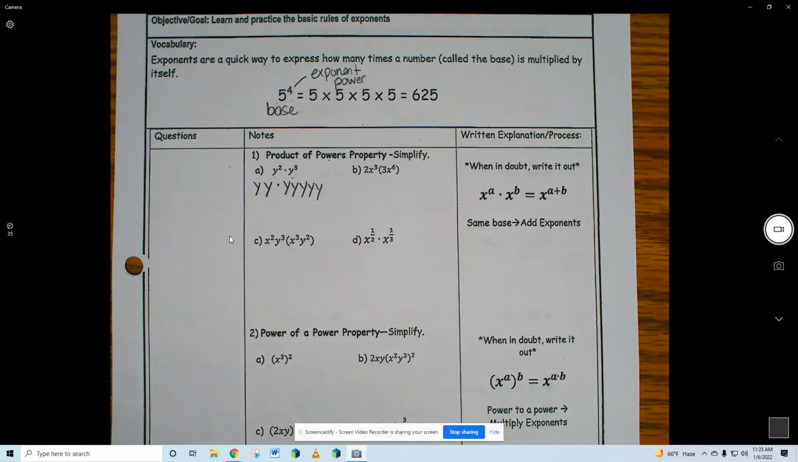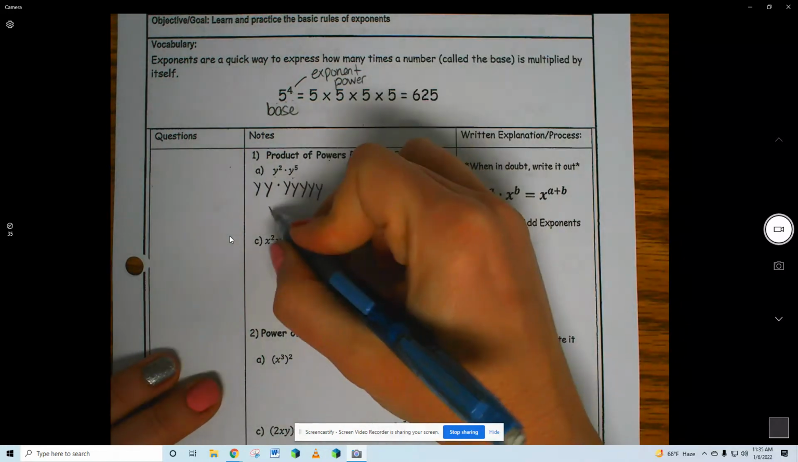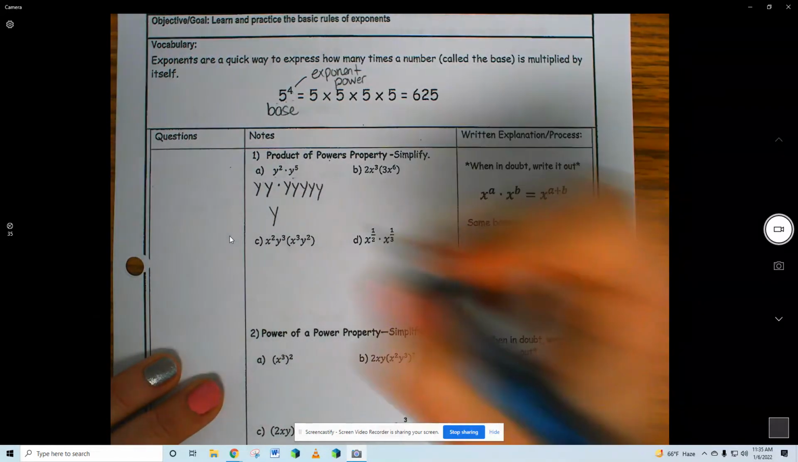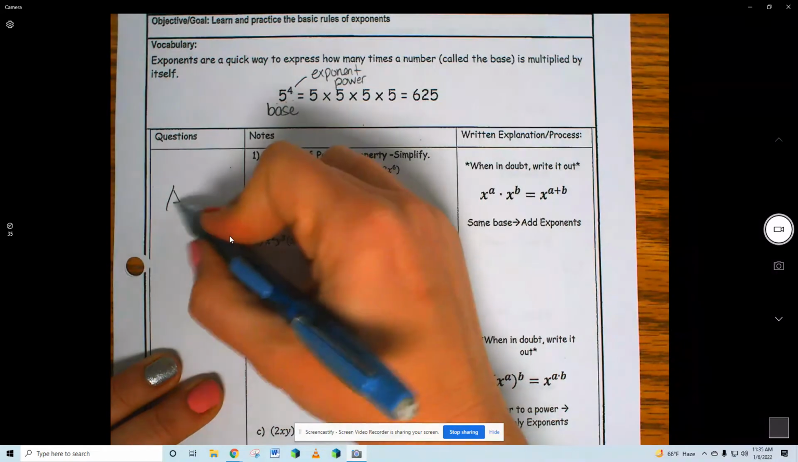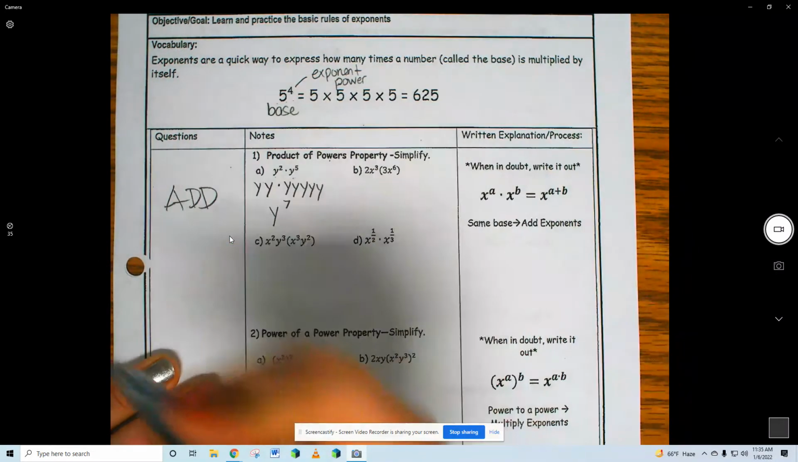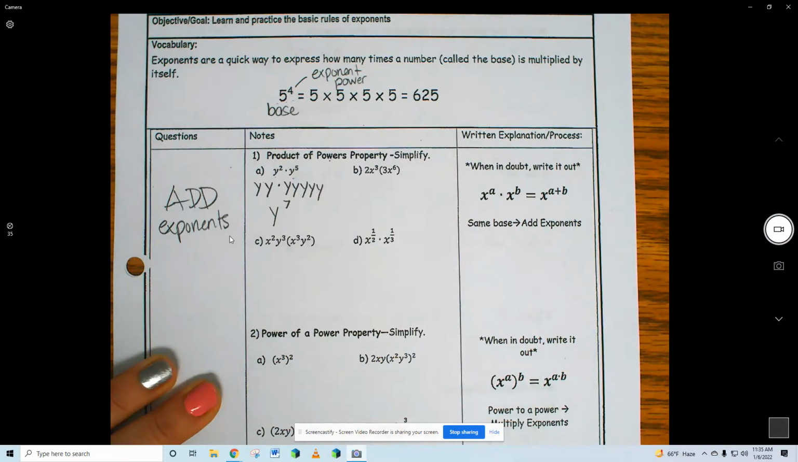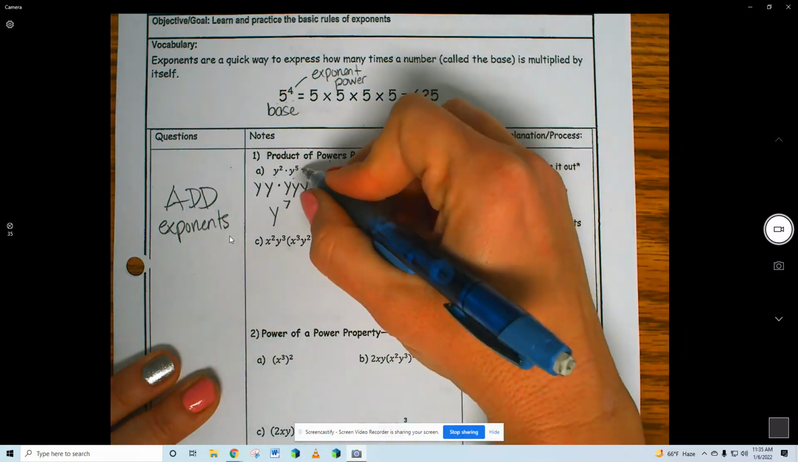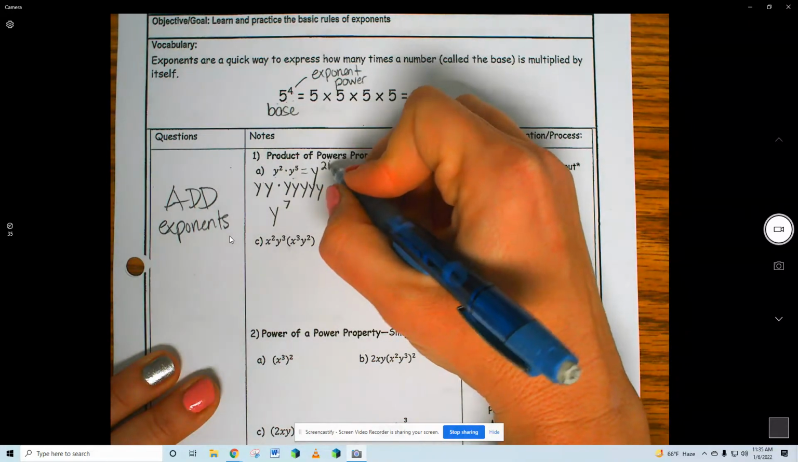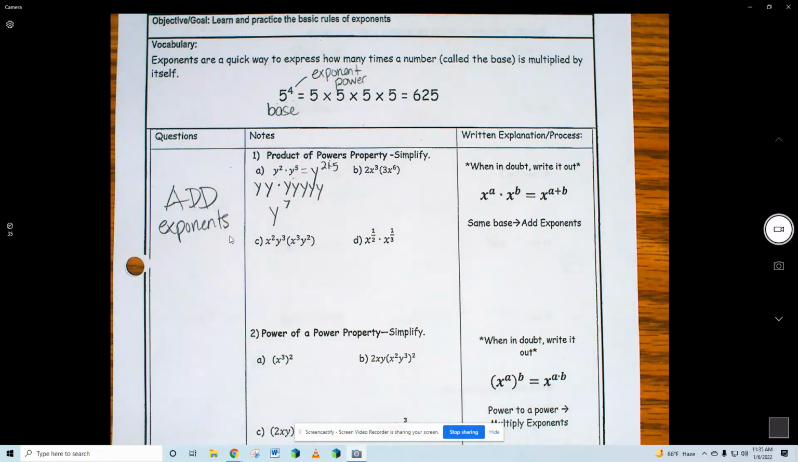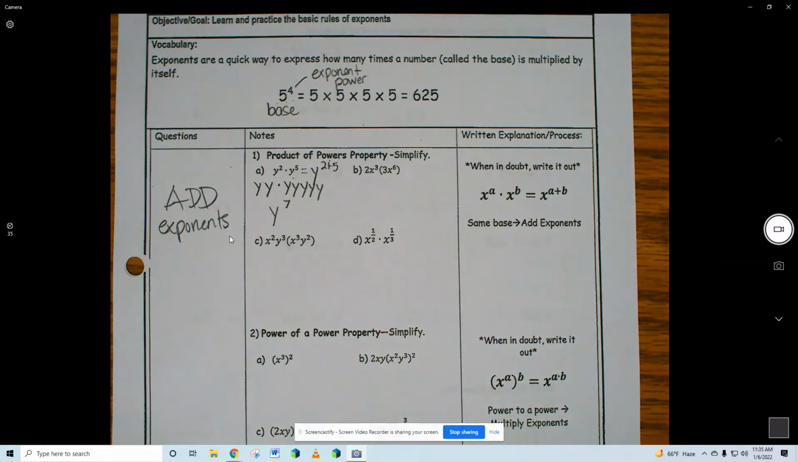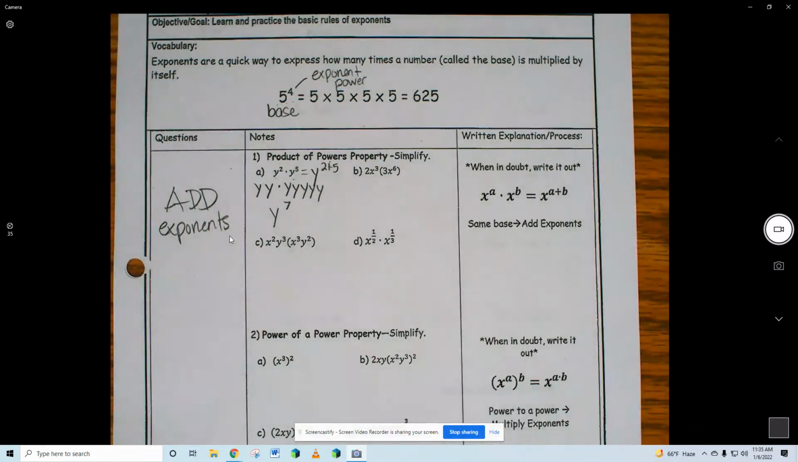So this means how many total? 7 of them. So I'm going to add the exponents. I could say y to the 2 plus 5 if I wanted to get 7. So I'm showing you two methods. I expanded it out right here, y. But it really does mean we are adding the 2 and the 5 together. 2 plus 5.